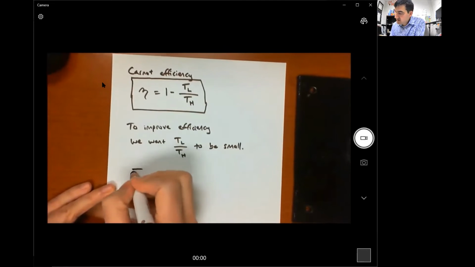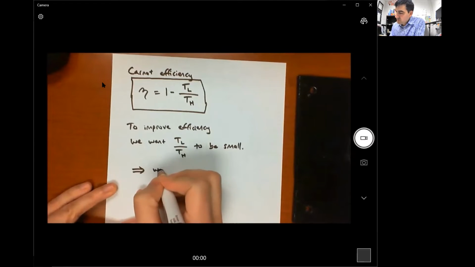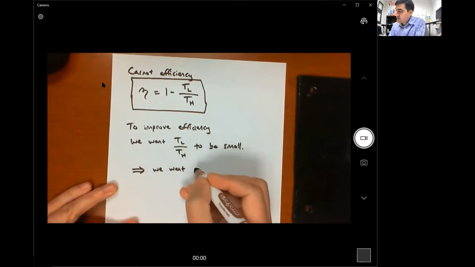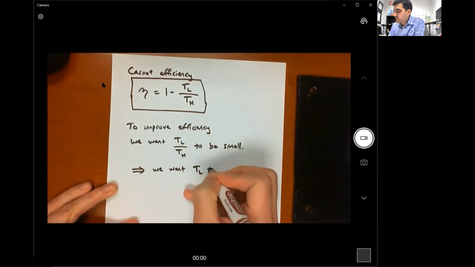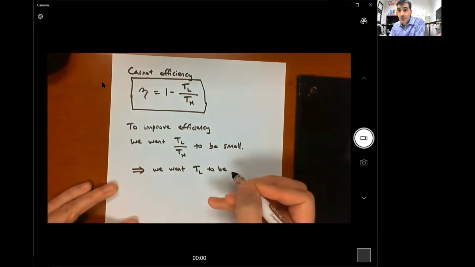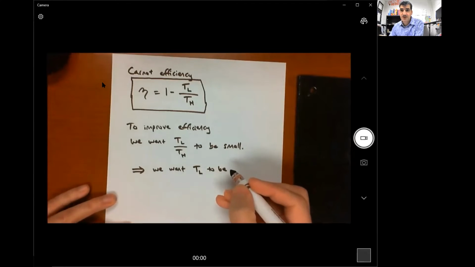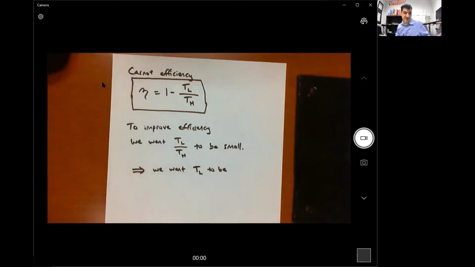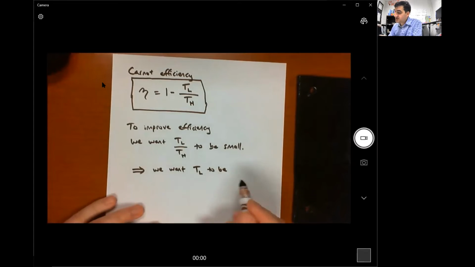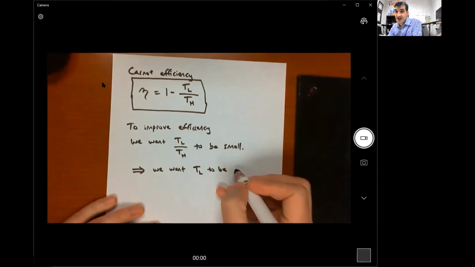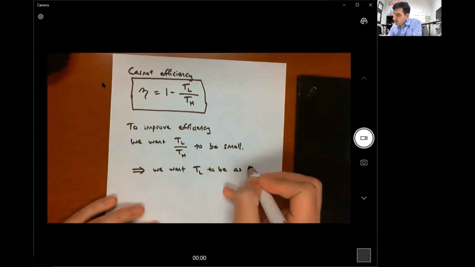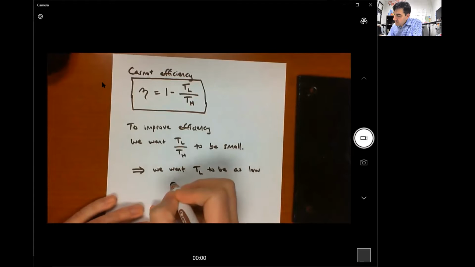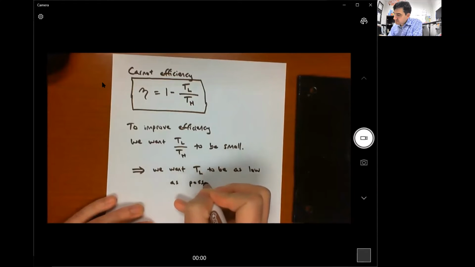So to do that, therefore, we want T low to be low. We want it to be really low or cold, either way is fine. This is the low temperature reservoir in the steam engine. So it's like the temperature of the cooling water going through the condenser. We want T low to be as low or as small as possible.